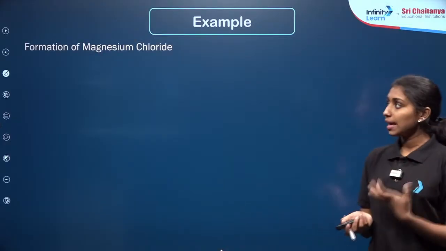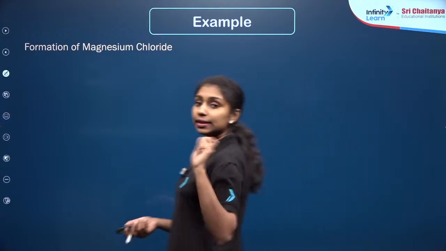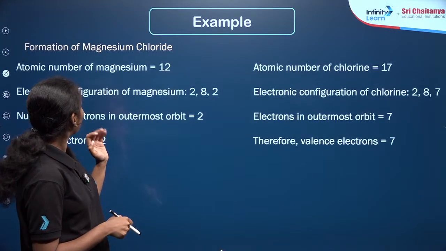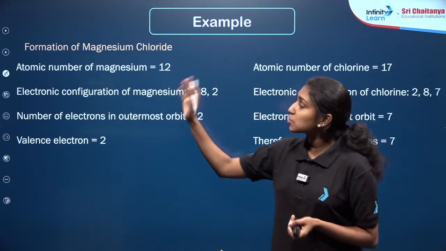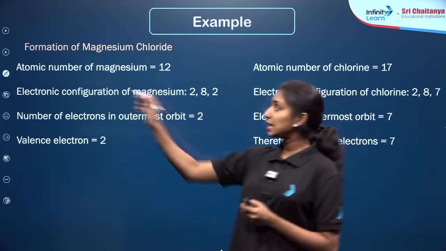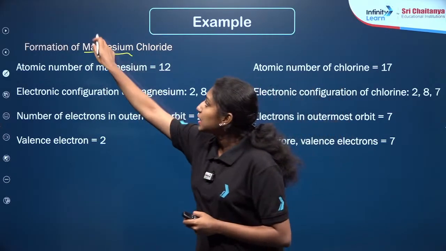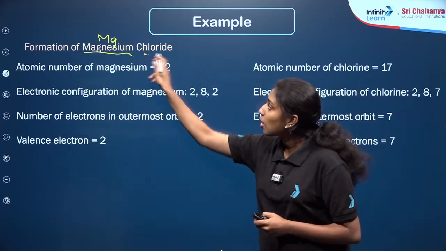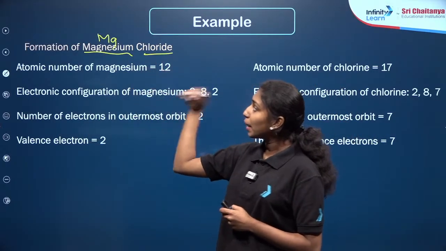Now we need to see how the formation of these ionic compounds happens in terms of Lewis dot structures. So, what is the atomic number of magnesium? Here we are discussing the formation of magnesium chloride. Obviously, the cation is formed by the metal, magnesium, so it will form the corresponding cation. The non-metal is chlorine, so it will form the anion. That is why they form the ionic compound magnesium chloride.